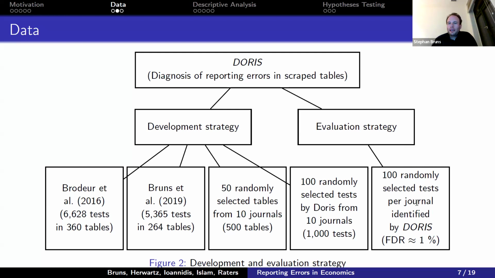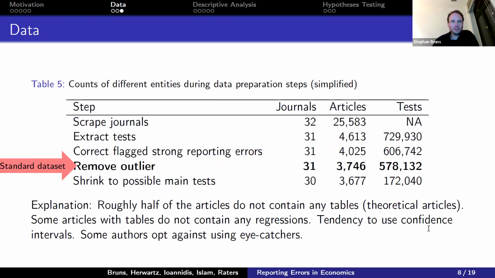per journal. And DORIS has a false discovery rate of roughly 1%, so it's 1.2%. So that means only in 1.2% of the cases, something was not correctly interpreted. So that brings us to the data sets. So we scraped 25,000 articles, and DORIS extracts tests in roughly 4,600 of them.